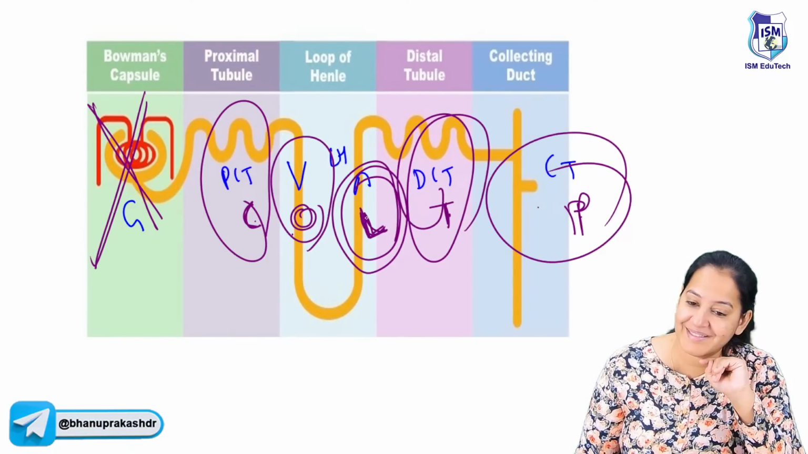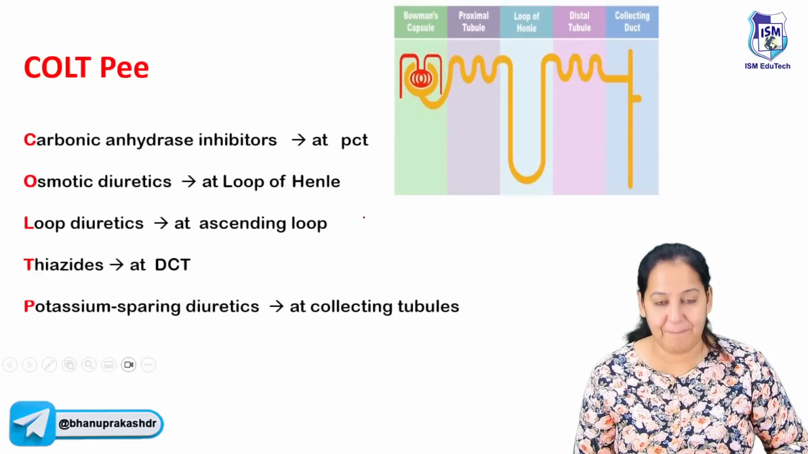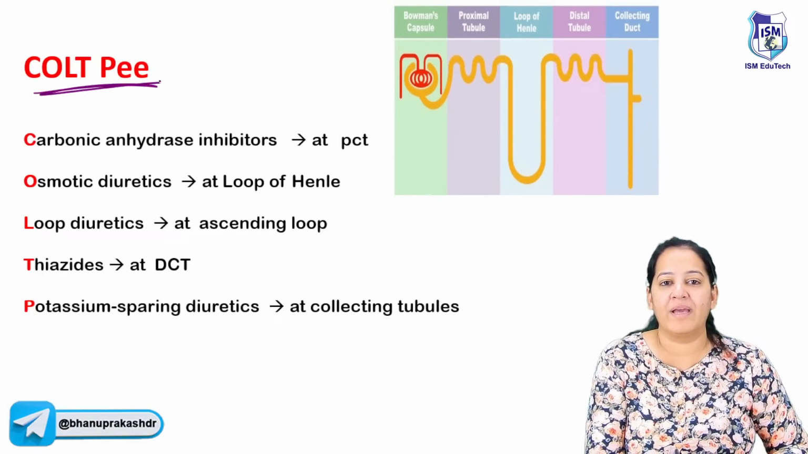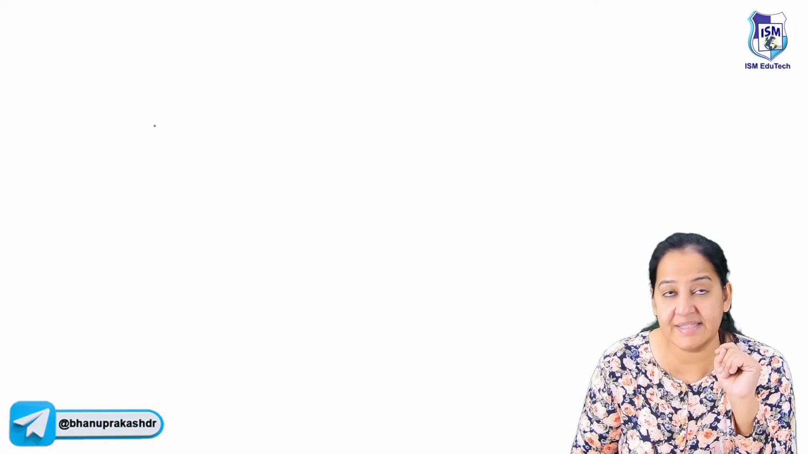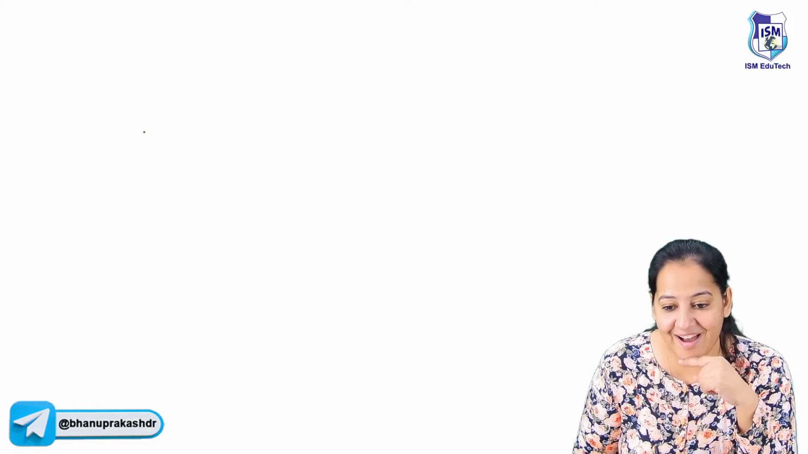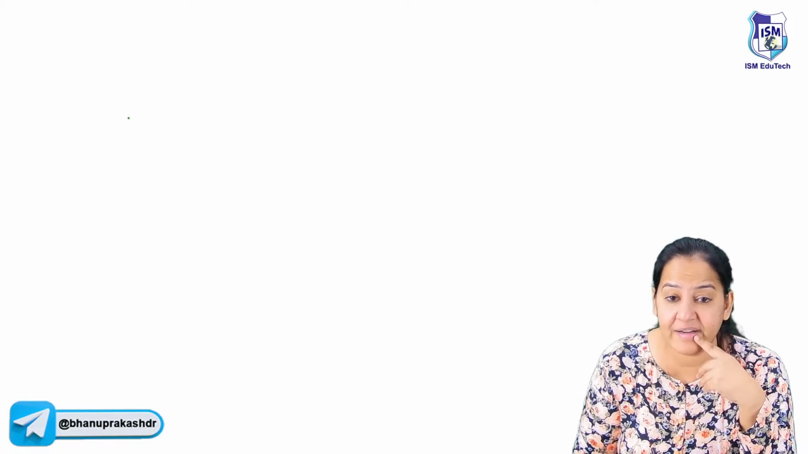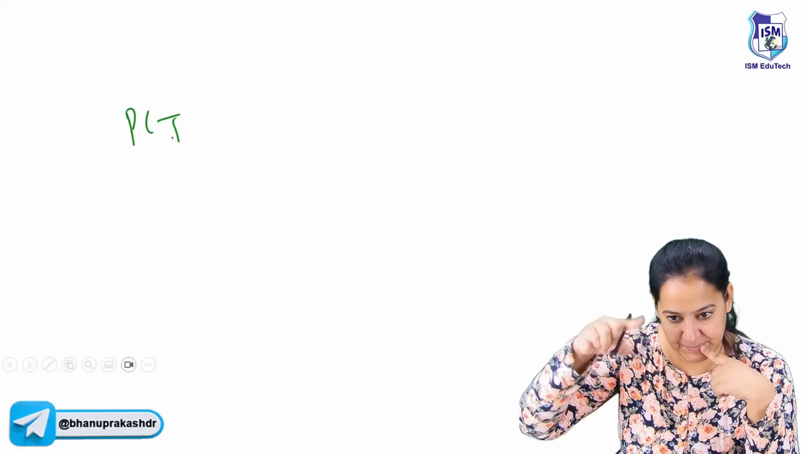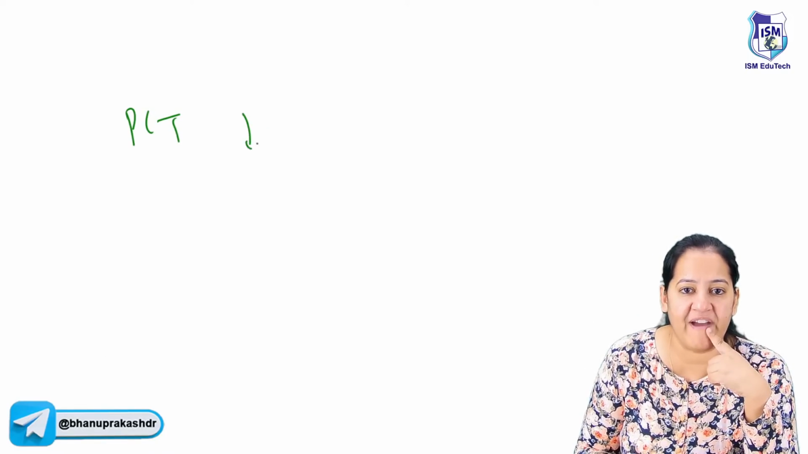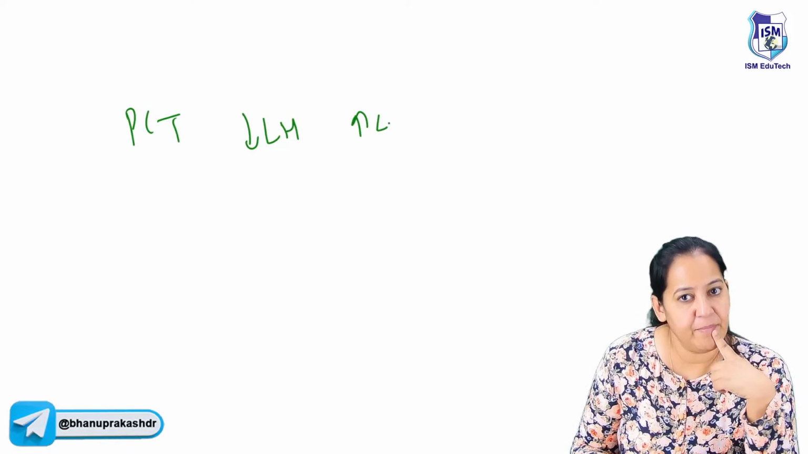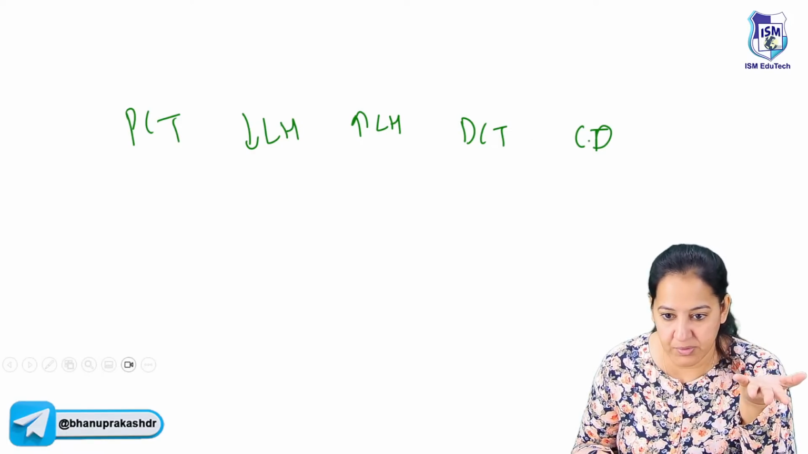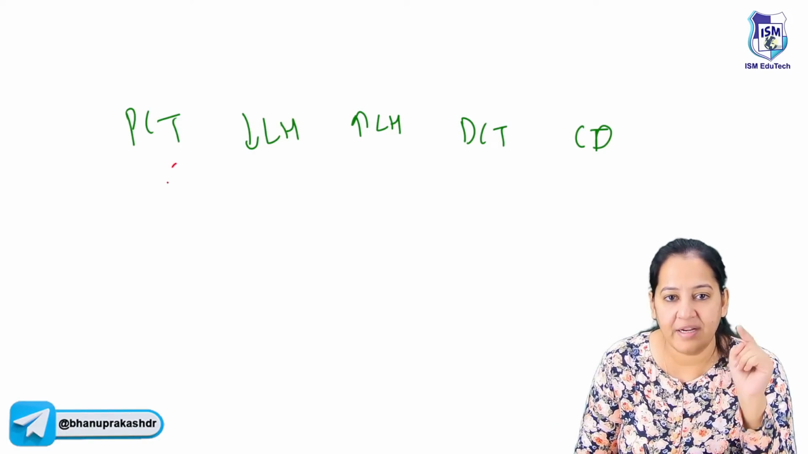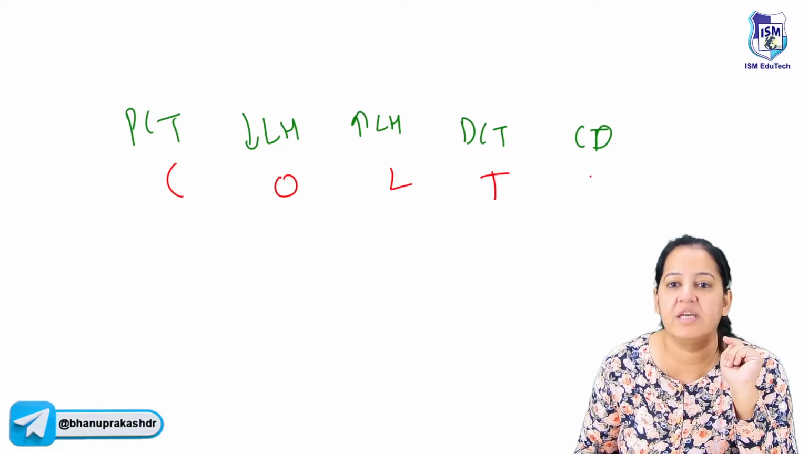How many of you got it? So the mnemonic is COLTP. My mnemonic is COLTP. So what are the parts of the nephron? Imagine, close your eyes and tell me the parts of the nephron. What comes first? Glomerulus. After that, there is PCT, then the descending limb of the loop of Henle, then the ascending limb of the loop of Henle, then DCT, and then the collecting duct. I guess everyone knows that. Collecting duct, collecting tubule. So write down COLTP.